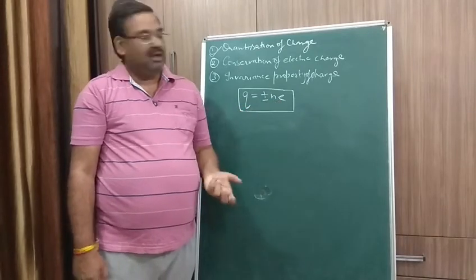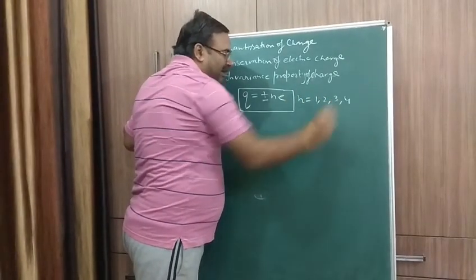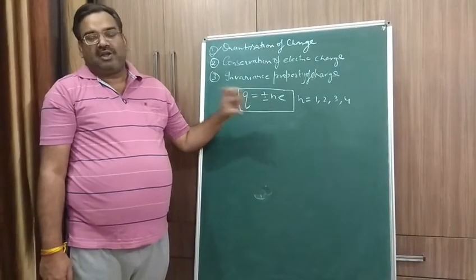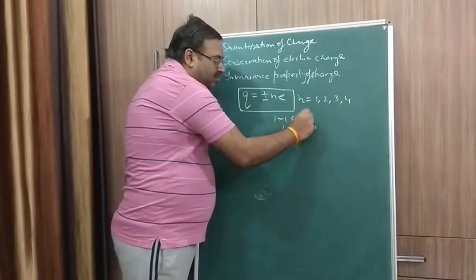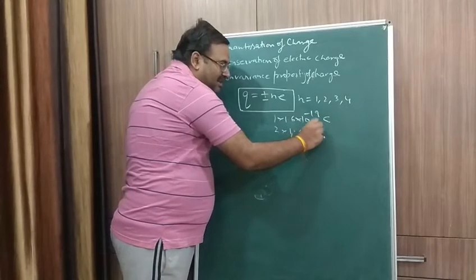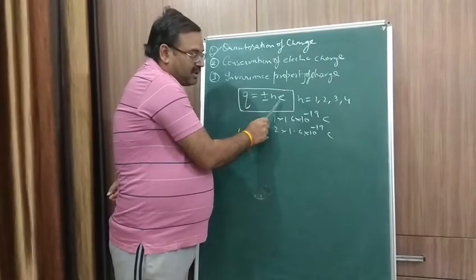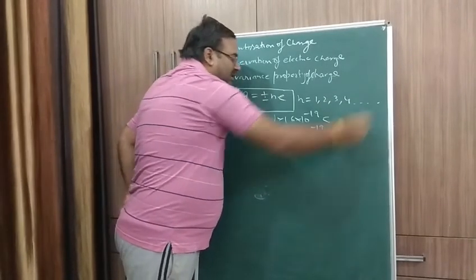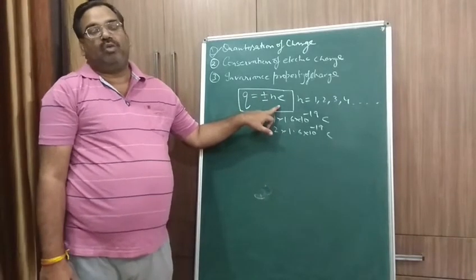To make it simple, N can have 1, 2, 3, 4 value. What does this mean? N cannot be fractional. Charge will be either 1 into 1.6 into 10 raised to power minus 19 coulomb, or it can be 2 into 1.6 into 10 raised to power minus 19 coulomb, and so on. E stands for the charge present over the electron, and N is 1, 2, 3, 4, and so on. So the total charge will be N times the charge present over the electron. This is known as quantization of charge.